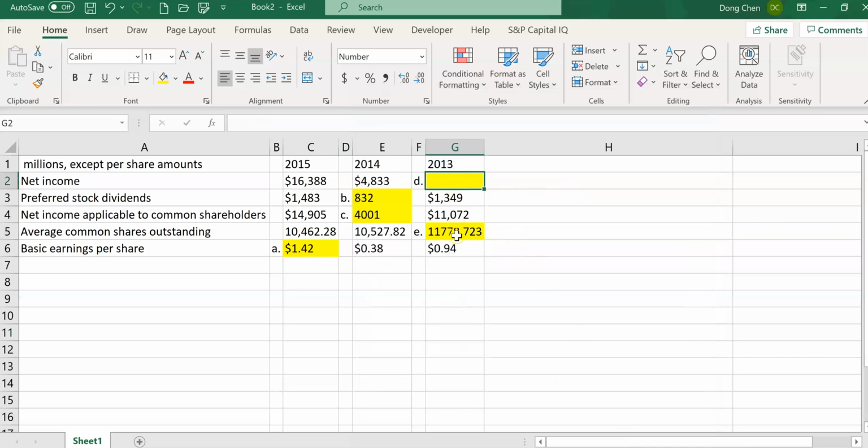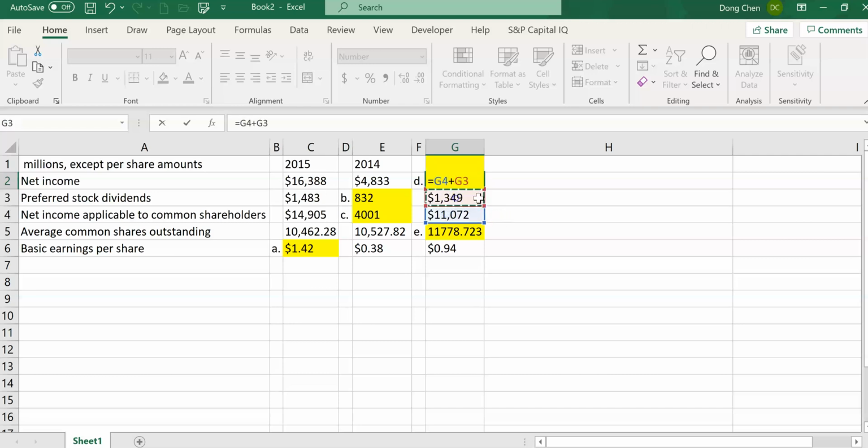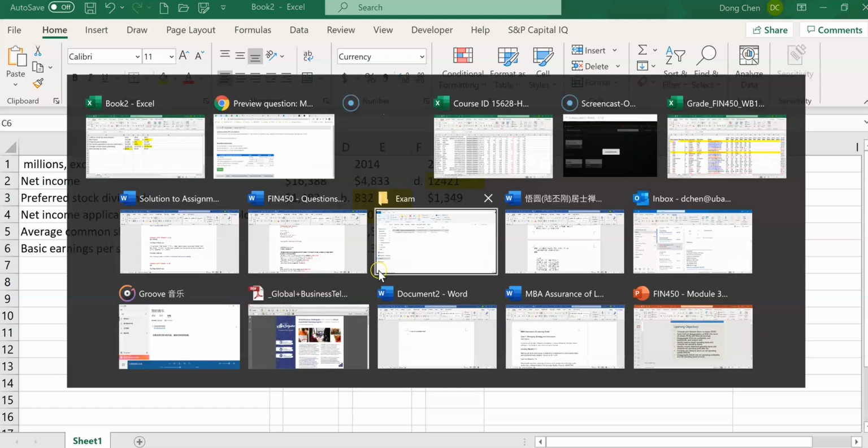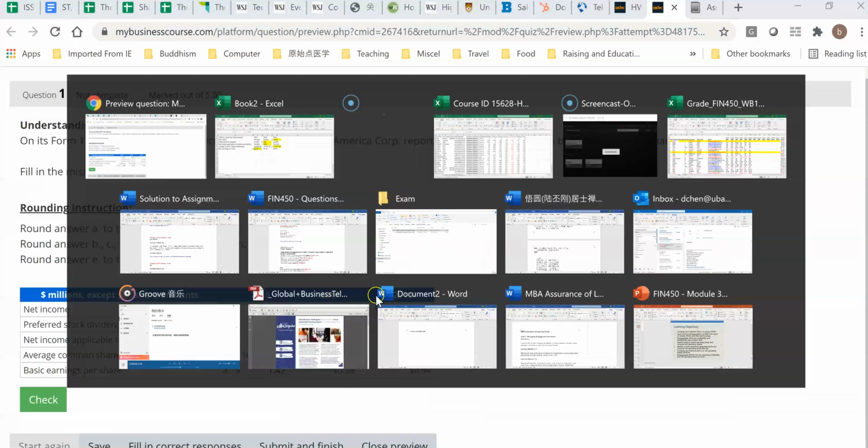With this number, and with the net income applicable to common shareholders and the preferred stock dividends, we can also back out the net income. Net income minus preferred stock dividends equals net income applicable to common shareholders, so net income must equal the sum of these two: net income applicable to common shareholders plus preferred stock dividends. All right, so we're done. The rest of the job is simply to copy the numbers back. Let me do that.